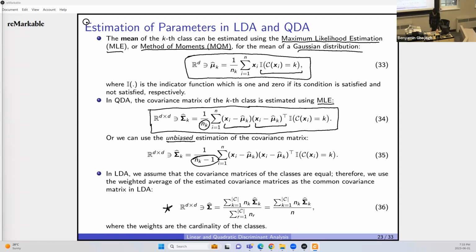And by the way, it is a weighted average where the weights are the cardinality of the classes, right? Weighted average. Is it clear? Okay, weighted average.